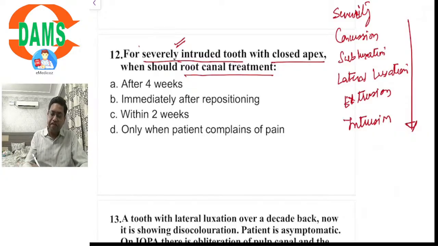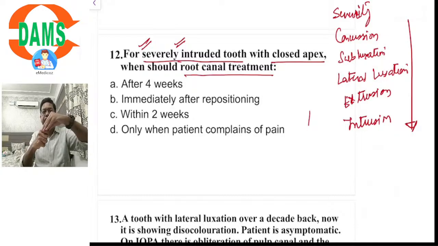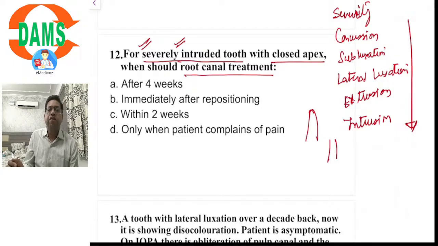And moreover, it is a severely intruded tooth with a closed apex. Tooth can have an open apex or a closed apex. When should the root canal treatment be done? A tooth has become intruded, which is fully formed tooth. Then there would be damage to the apical neurovascular bundle, resulting in pulp necrosis. The necrosis of pulp is highly likely to occur in a severely intruded tooth, which is the most severe form of luxation injury. So whenever necrotic pulp is there, it can be a source of inflammation to the periapical tissues, resulting in external inflammatory resorption. So what is the treatment?